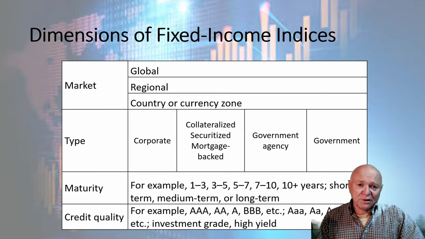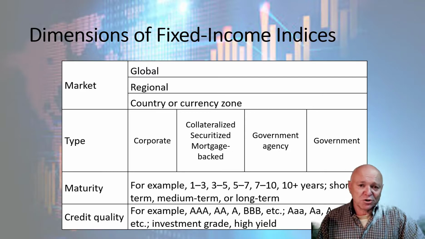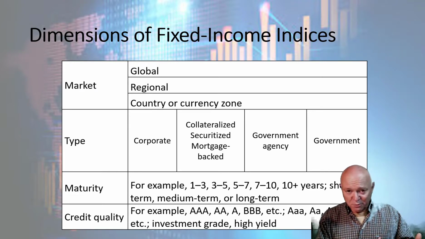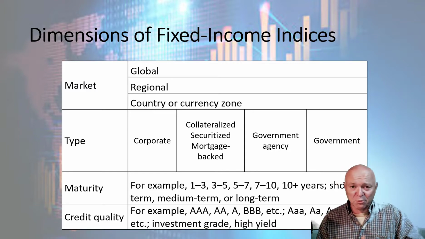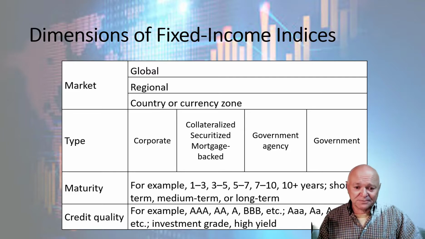So these are the different types. And then we have different maturity buckets or categories like short-term, medium-term, long-term. And then there are the credit qualities. Of course, there's the investment grade, triple B and above, and then there's the high yield or junk bond, which are double B or below, and all of the individual categories within those.